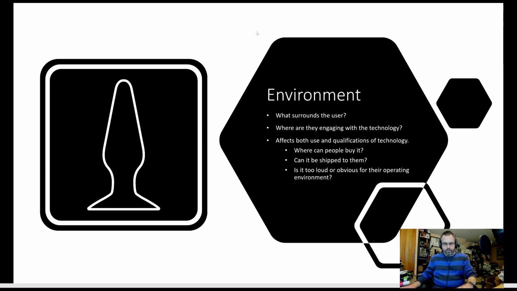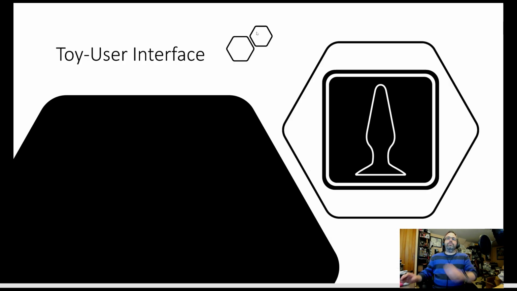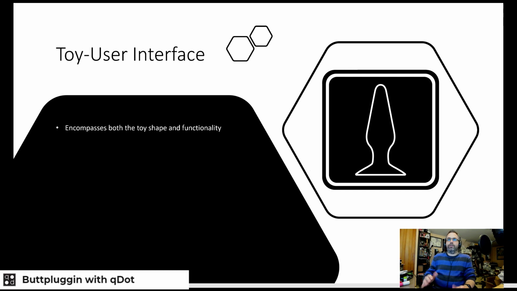Next slide. Okay, so the toy user interface. Now we start talking about how a user interacts with the piece of hardware they want to use intimately. This encompasses both the toy shape and functionality. So a combination of how do you stick it where you want to stick it, and how do you press the buttons on it and everything else too. Both of these are very important, because it turns out if the stop button is in a hard place to get to, that sucks.